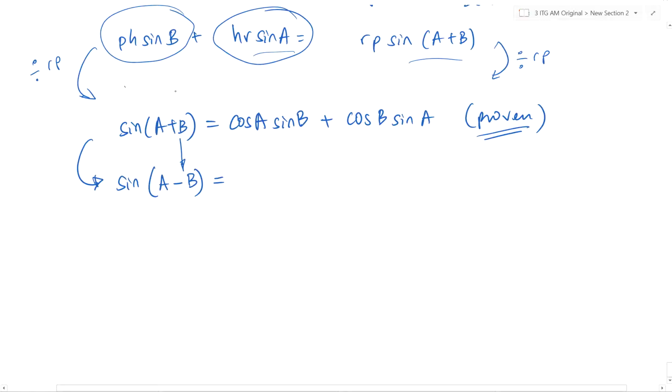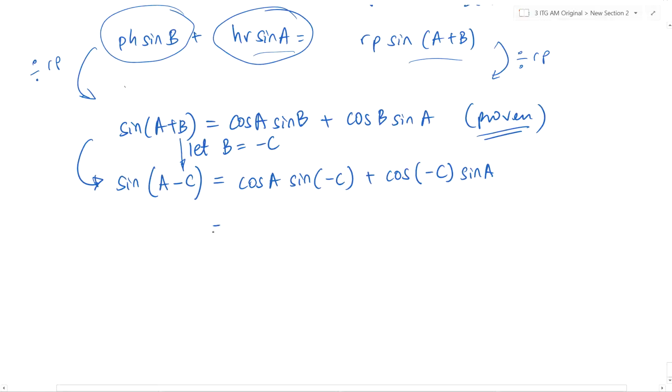In this case, if you change your B to become minus B, which I agree may be confusing, to help you a bit, let's change it to minus C. Let's change this to A minus C. So we let B be equal to negative C. This one you can accept? Yes. So we have cosine A sine negative C plus cosine negative C sine A.